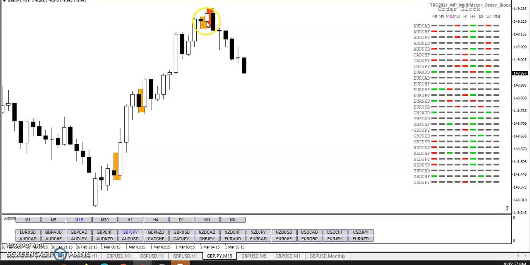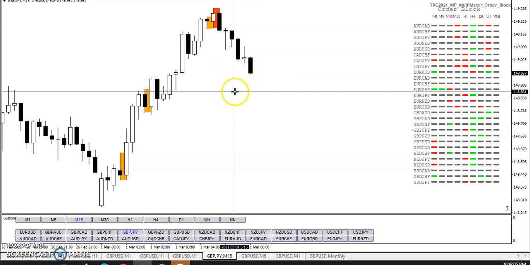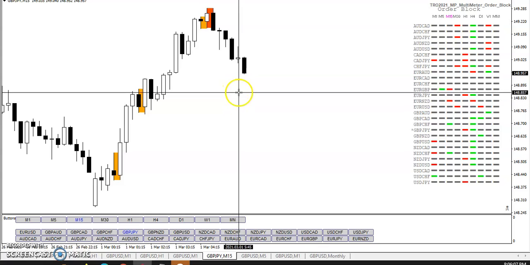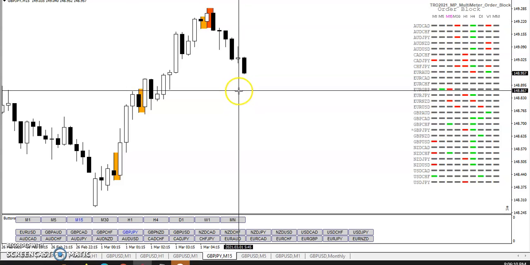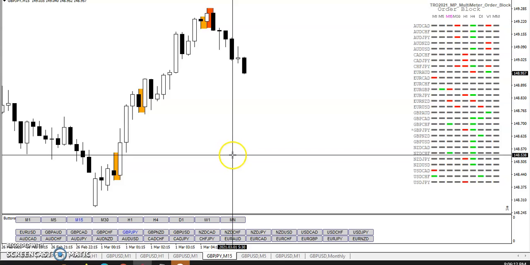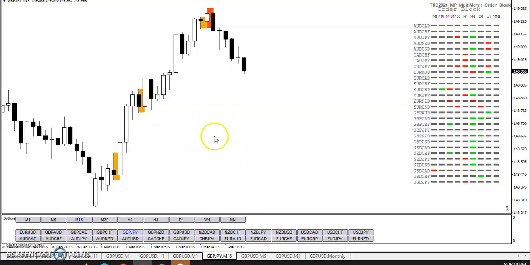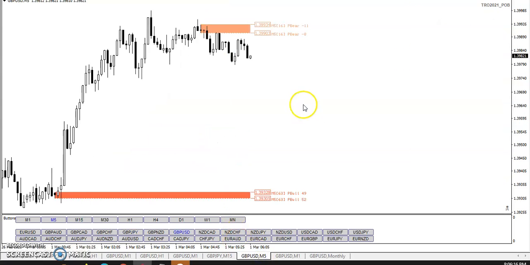And so here we had 3 bullish order blocks, but then we now formed a bearish. And so price probably needs to come down somewhere around this level and possibly even this level, just based on the order blocks. So those are the order blocks.